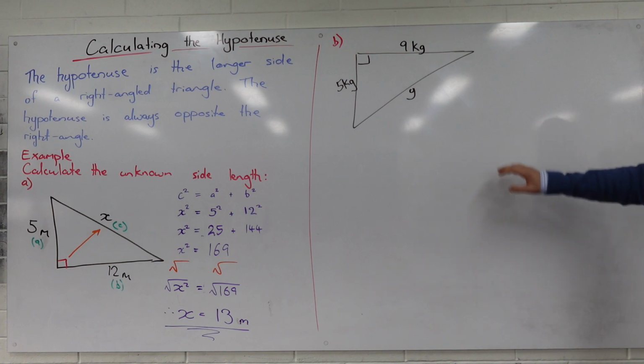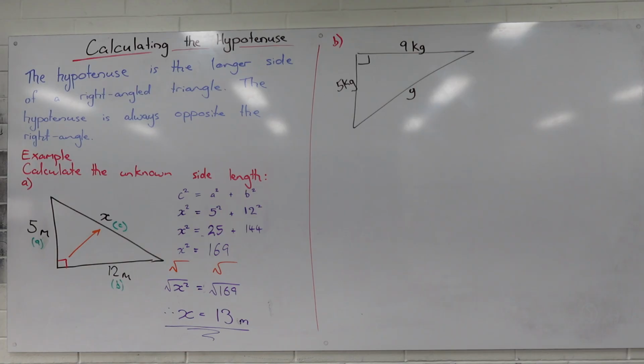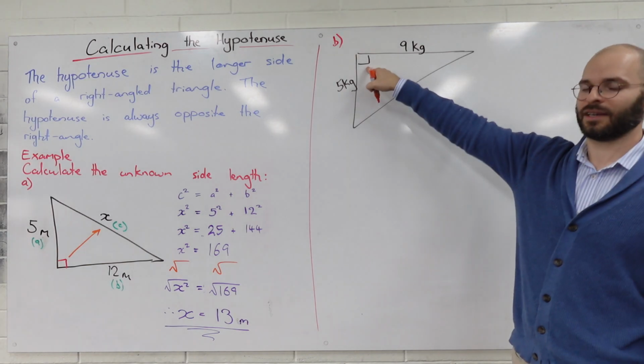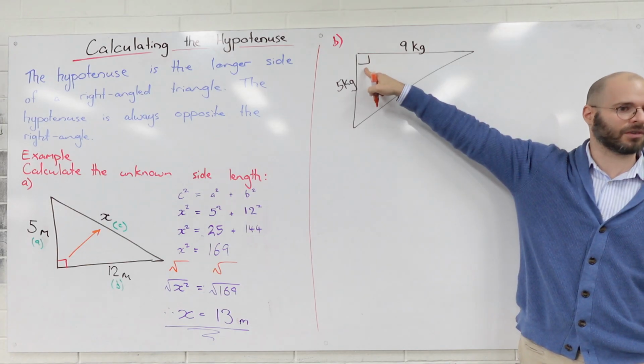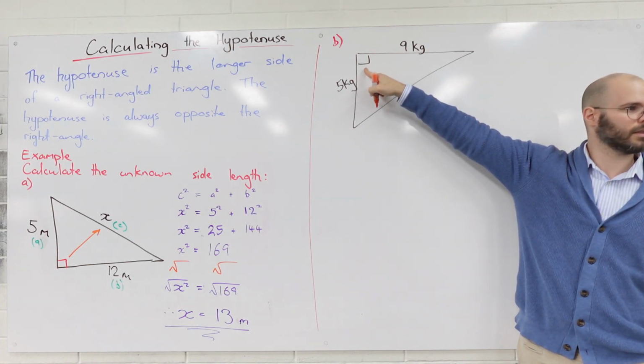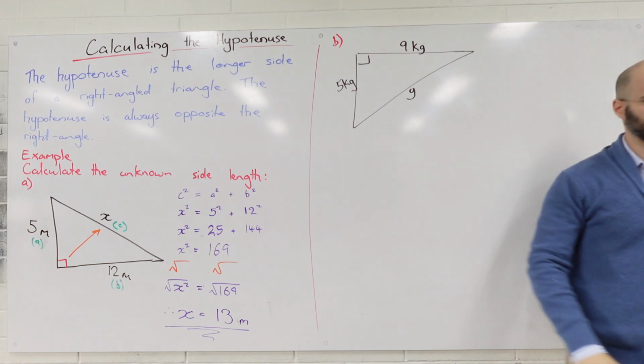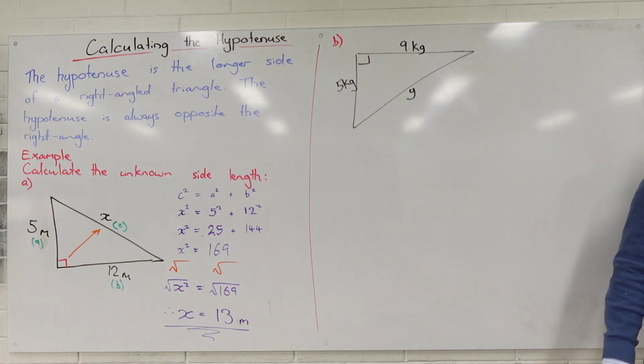Okay, next one. This one's slightly different. One side is 9, one side is 5, and one side is y. When we're trying to determine the unknown side in a triangle, what should we always look for first in the triangle? What do you reckon, Hannah? Yeah, we always look to see if the triangle has a right angle. If it doesn't have a right angle, can we proceed? No, because this only works on right angled triangles at this point in time.